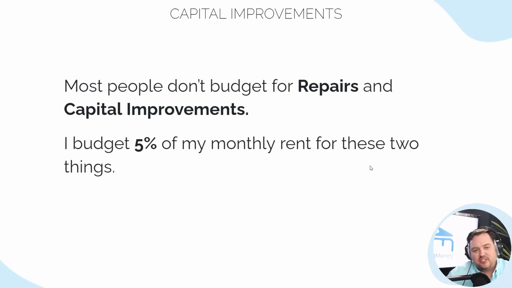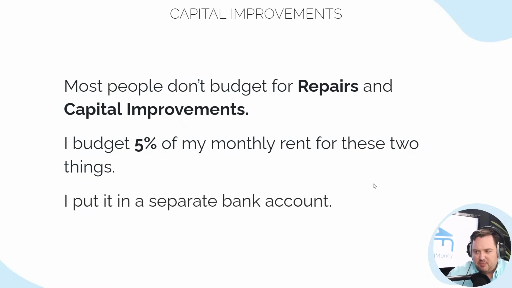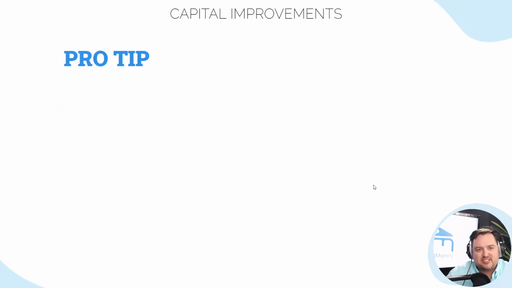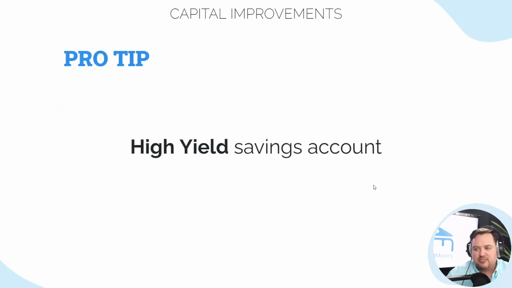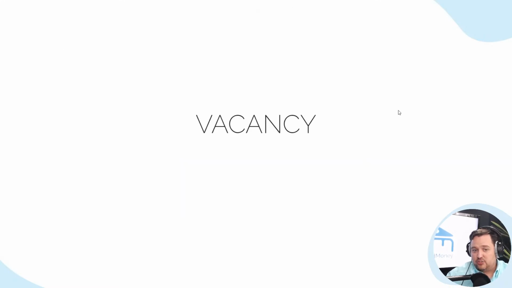So if I'm renting the property for $1,000, I'll put $50 a month into my repair budget, and I'll put $50 a month into my capital improvement budget. Okay, and I put these into a separate bank account. It's not money I'm going to take for myself. So a pro tip is look at high yield savings accounts. Now, in today's economy, high yield savings account rates just keep going down, but it's a heck of a lot better than putting it in your traditional bank, even though the interest rates are continuing to go down. And I think we'll see that trend for a little while.